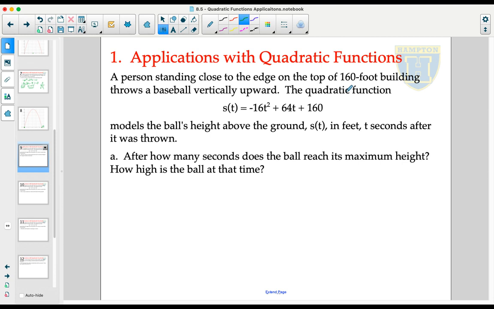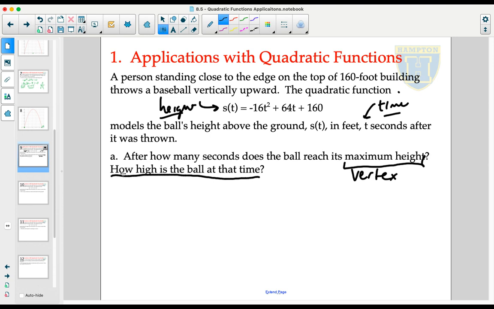So s as a function name is simply a representation for the height of the ball. And t is a representation for the time the ball has actually been in the air. In our first part, after how many seconds does the ball reach its maximum height, you might remember from our last example, asking us for the maximum height is code word for asking for the vertex. In this situation, though, we have a little bit of a different problem. We also want to determine how high the ball is at that time. So let's start by figuring out the number of seconds, then we'll transition to how high the ball is.